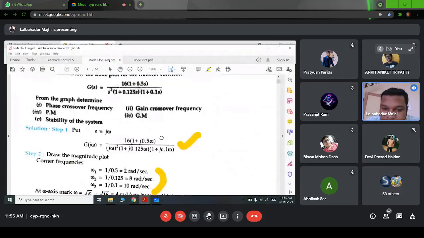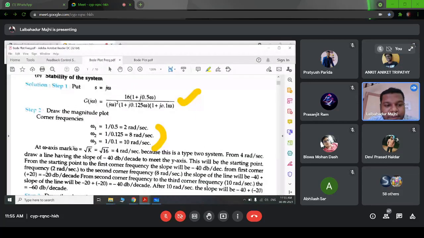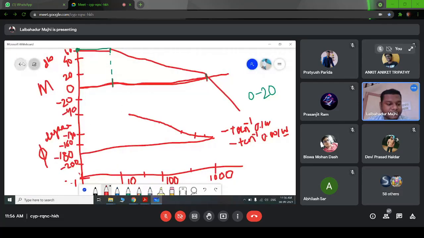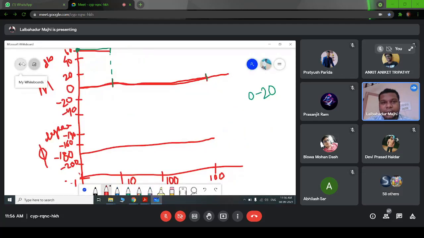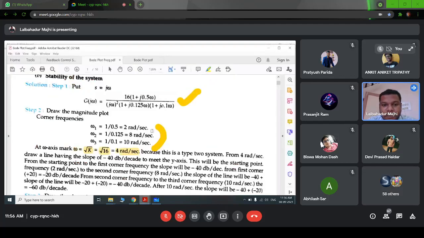Root over of K, right? We have to make omega equal to root over of K. We have to mark on the x-axis at omega equal to root over of K. So this is our 4 radian per second. On the 0 dB axis, we have to mark this 4 radian per second. So we have the corner frequencies 2, 8 and 10.